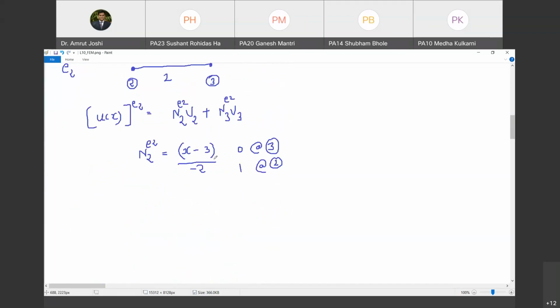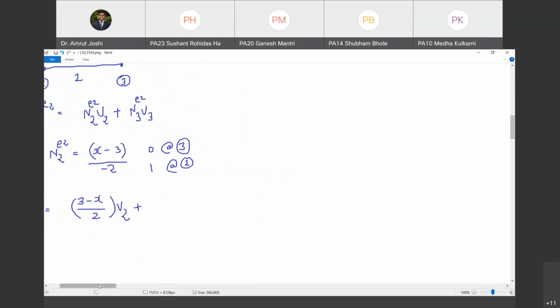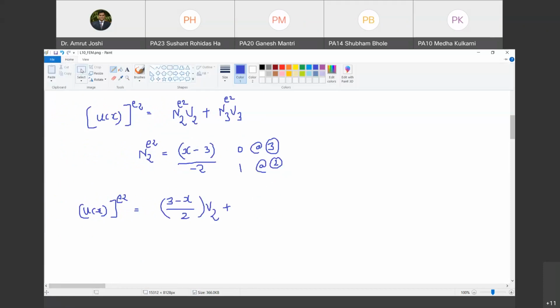Yes, sir. So now, how do I write u of x within element number 2? It is going to be 3 minus x by 2 into u2 plus n3 u3. Writing n3 is still remaining. So now I am going to write down n3.